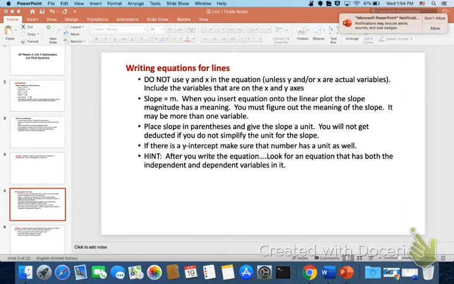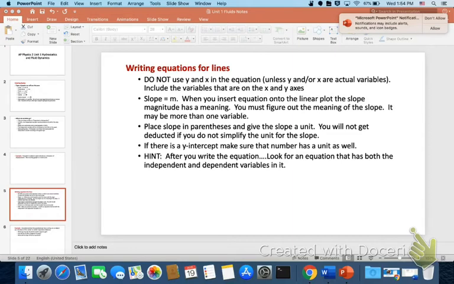So the slope of m, when you insert your equation into linear plot, slope magnitude has a meaning. That's when you're going to have to figure out what that meaning of the slope is. Maybe more than one variable. Okay, so once again, if we think back to what we learned last year, and you start thinking, let's just make up a number here.